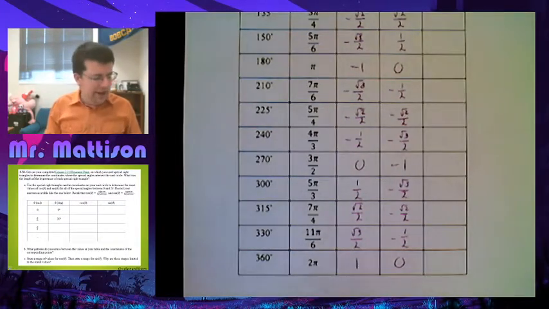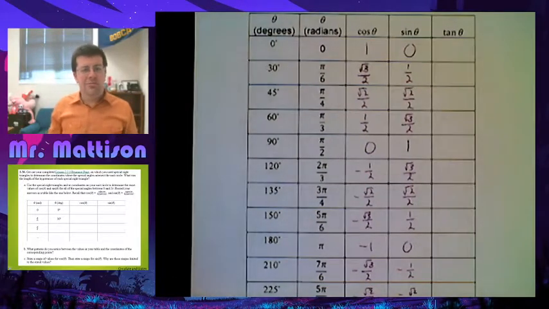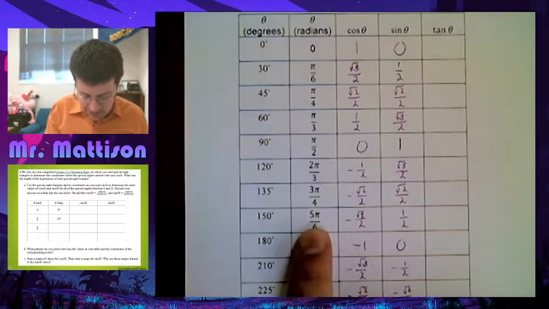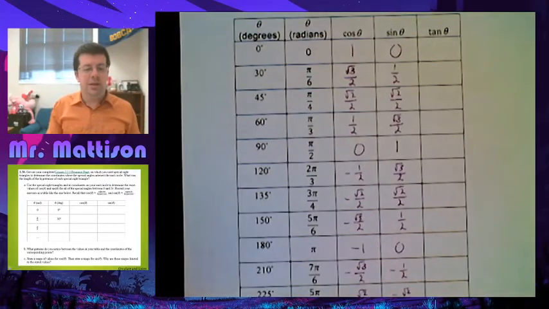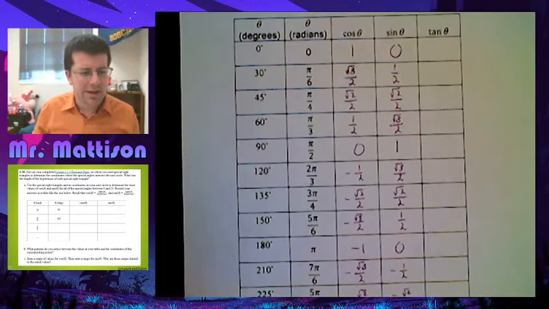Okay, so once we have that, we now have a nice little place where we can really easily reference and say, hey, what's the cosine of 5 pi over 6? 5 pi over 6, cosine is negative rad 3 over 2. Done. So that's why we have this nice little chart for us and why it's a helpful thing.